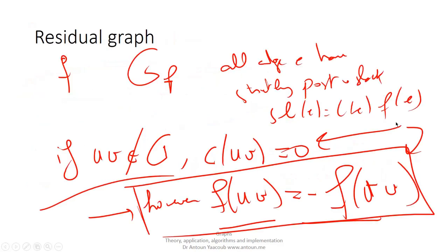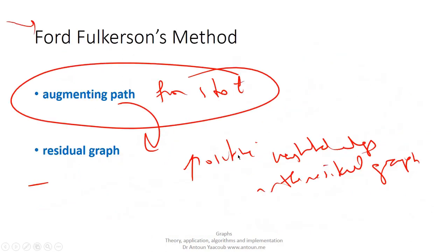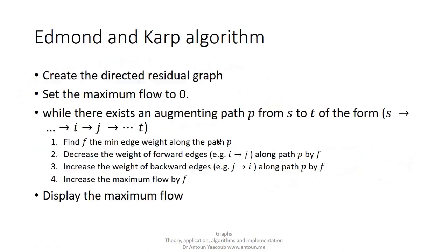So the residual graph, I will repeat. This is a graph labeled on the edges by strictly positive integers, which are the slack, and we may have some negative ones. It depends on whether there's an arc in the original graph or not. We'll start by giving the algorithm and see how we can work on the residual graph.